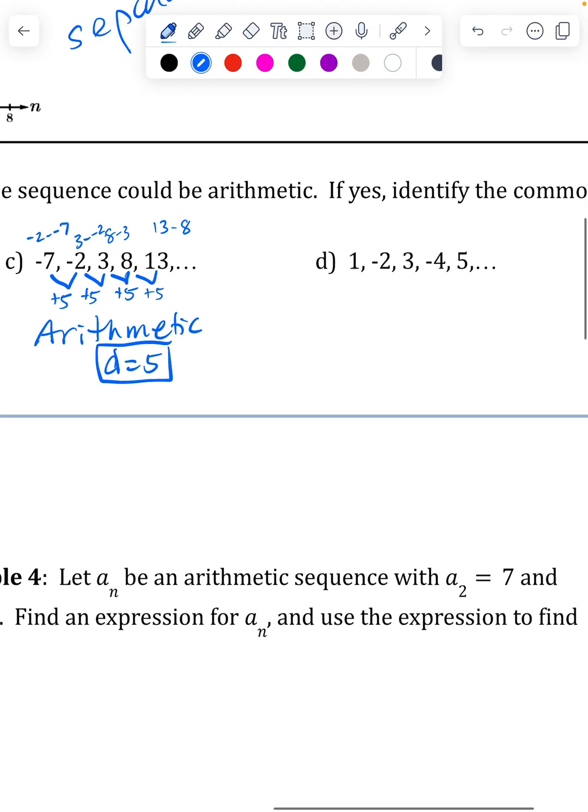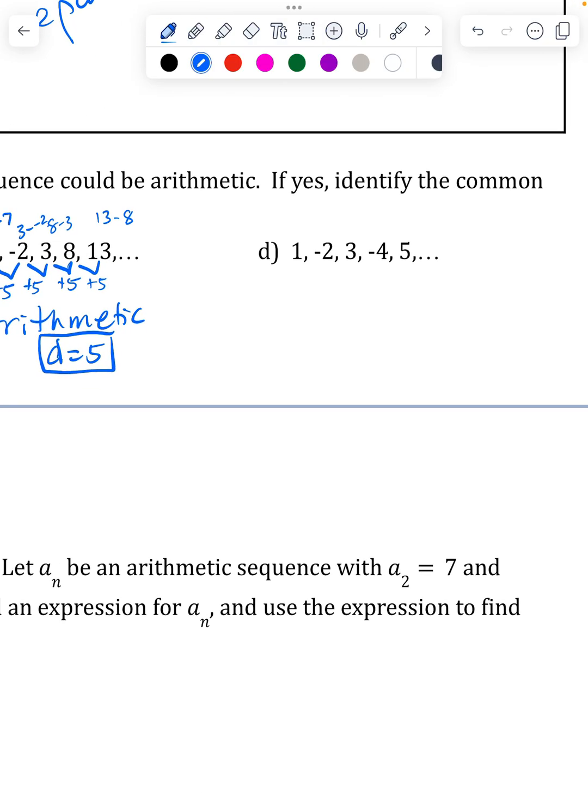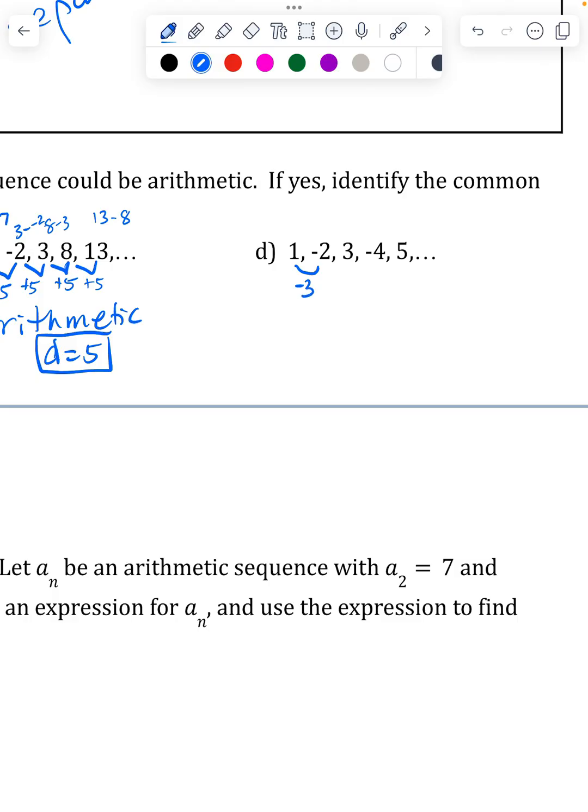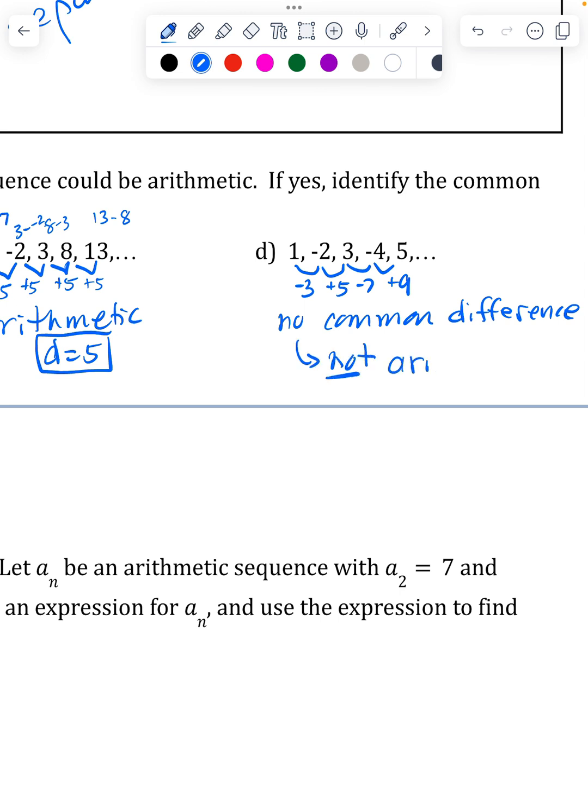And the numbers might be going down in value. Here, if I'm looking to go from 1 to -2, that's down 3. From -2 up to +3 is +5. Then from 3 down to -4 is -7. So you can see that there's a pattern that you would be able to describe, but there's no common difference. It's not going up or down by the same number all the time. And because of that, we know that this one is not arithmetic. There's other patterns that you can see, but it's not an arithmetic pattern.